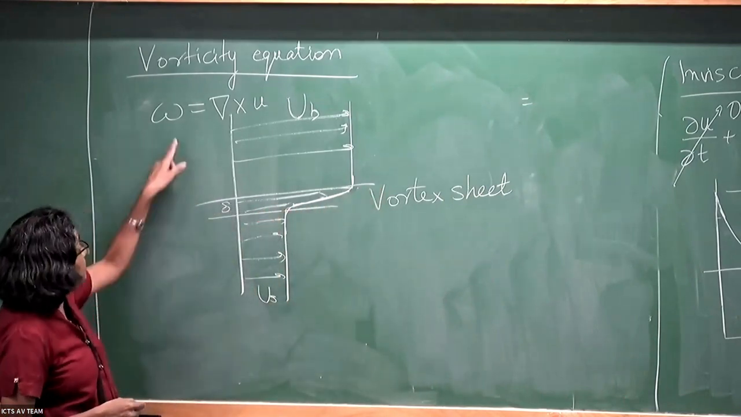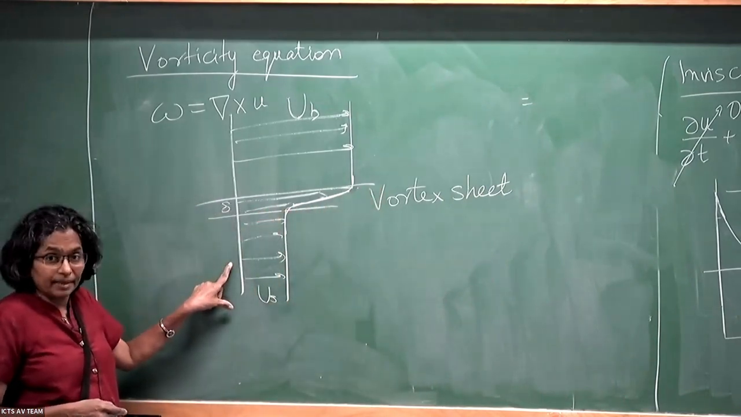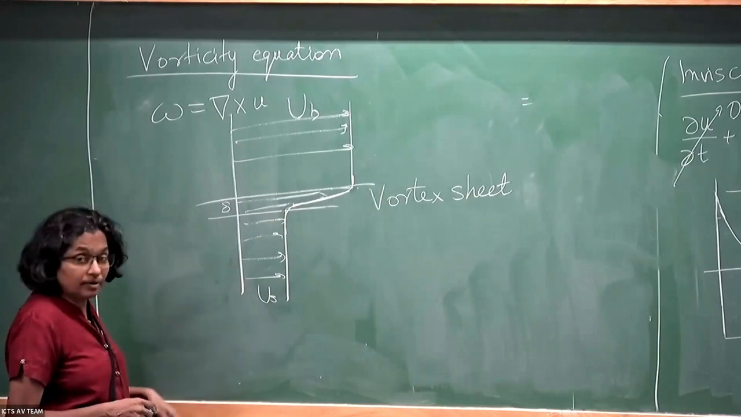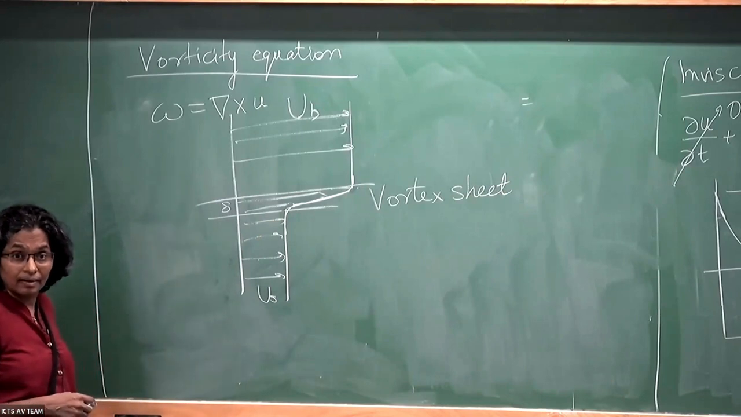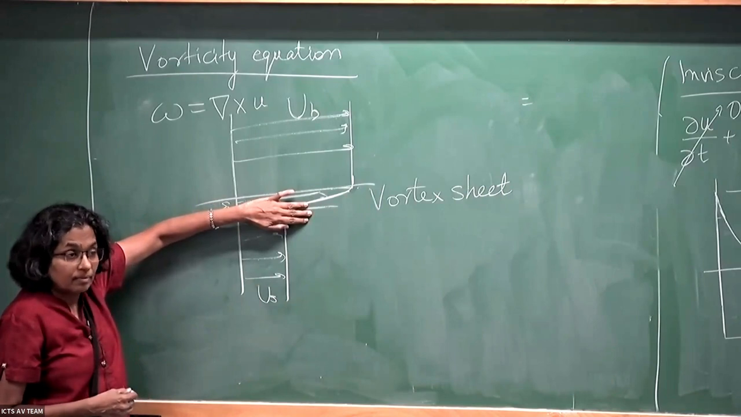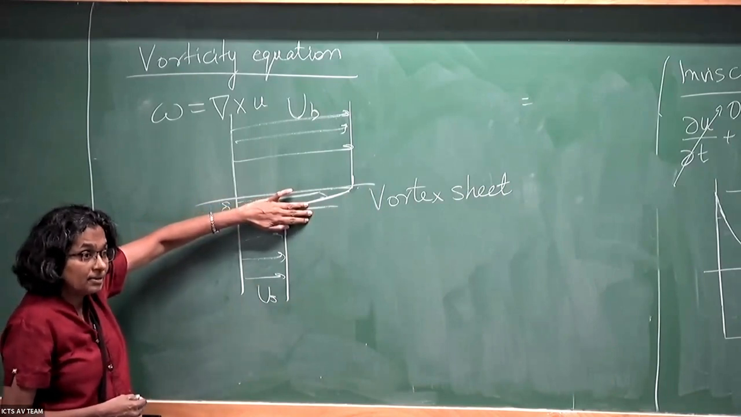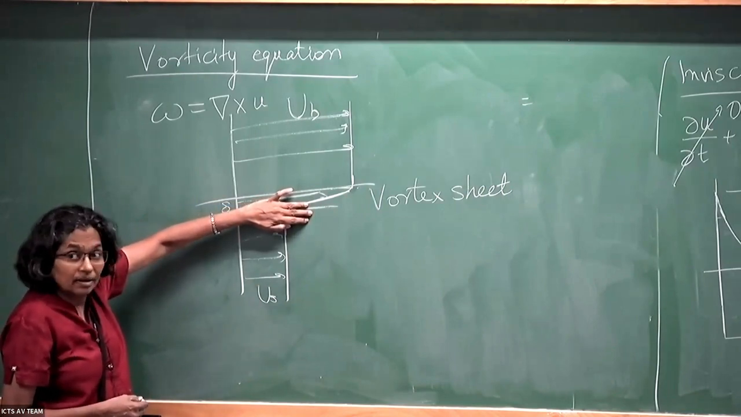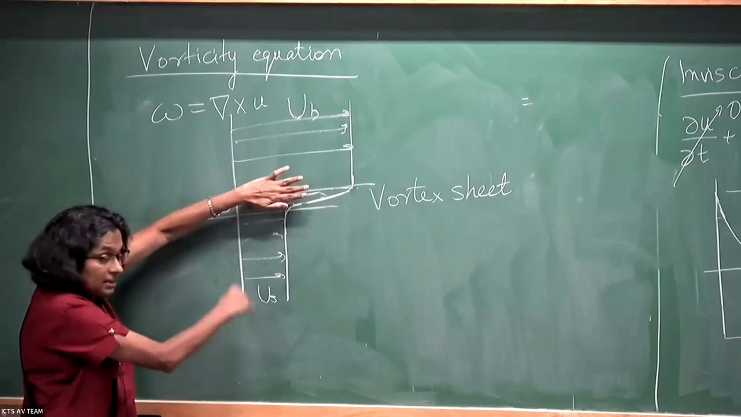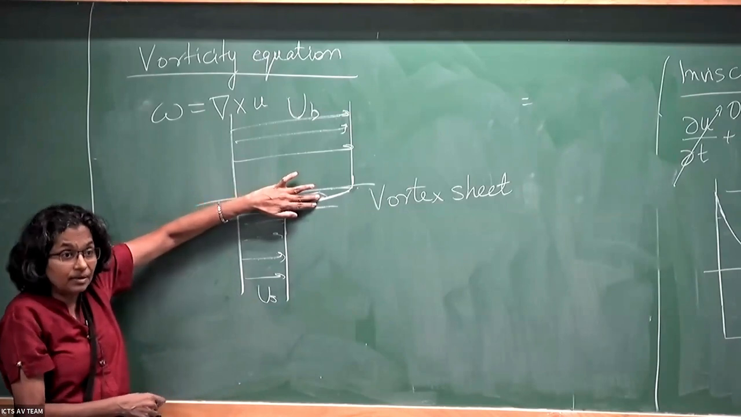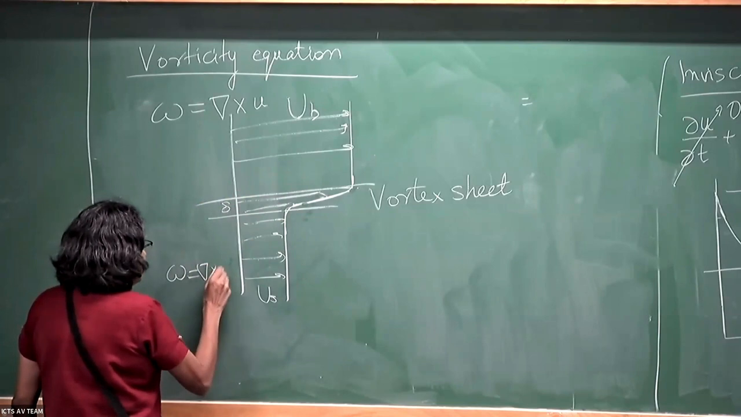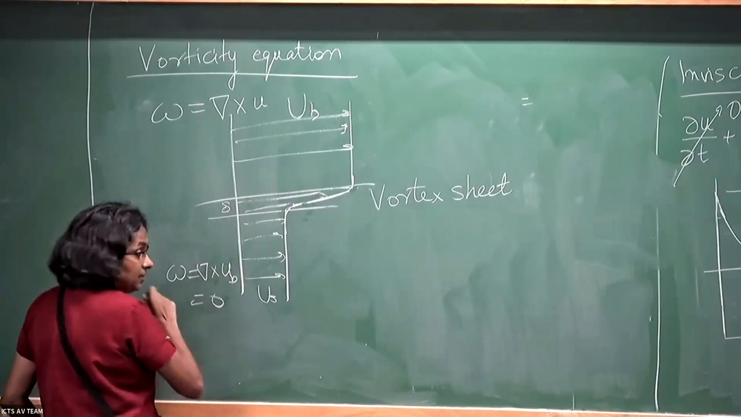So what is vorticity here? Can somebody help me with the profile of vorticity? Suppose I had only this portion. What is del cross u? Say that louder, whoever. I'm asking about here. Zero, right? Vorticity is del cross u_b, but u_b is a constant, so it's zero over here.